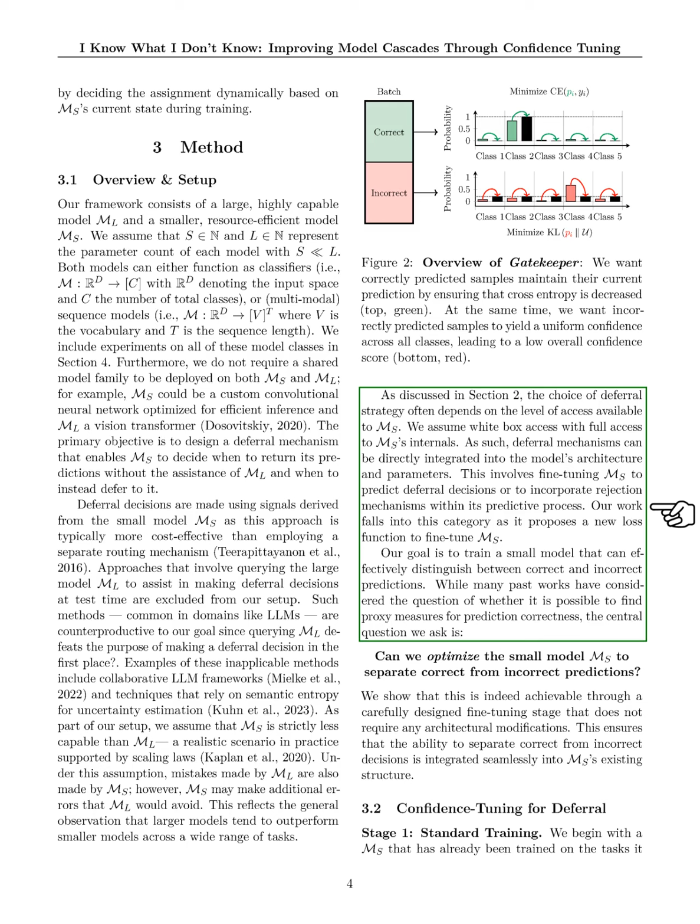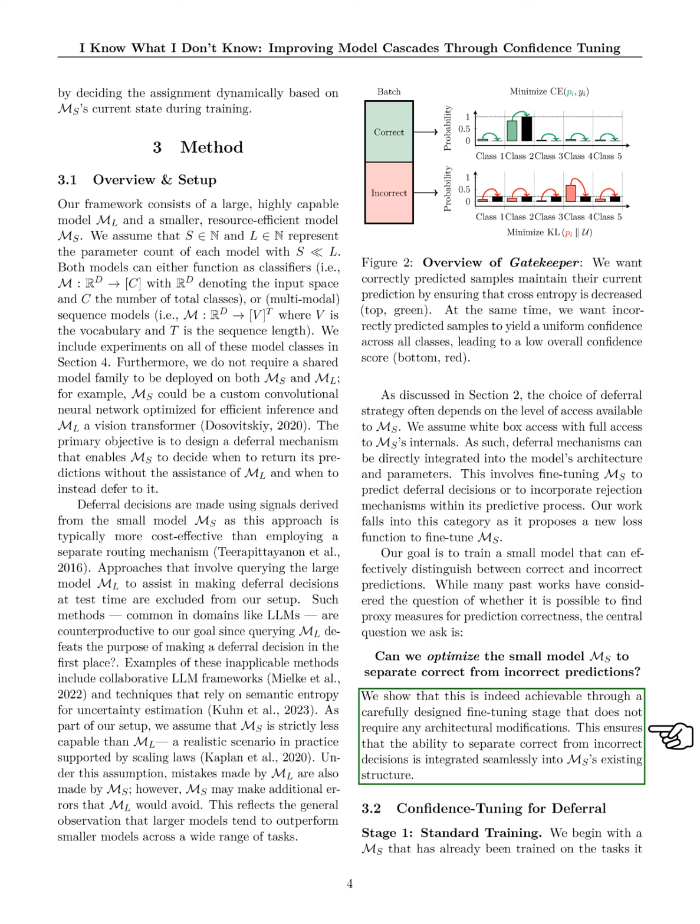into its architecture. Our work proposes a new loss function for fine-tuning the smaller model, aiming to train it to effectively distinguish between correct and incorrect predictions. We focus on whether we can optimize the smaller model to separate these predictions, and we demonstrate that this is achievable through a well-designed fine-tuning process that does not require changes to the model structure.